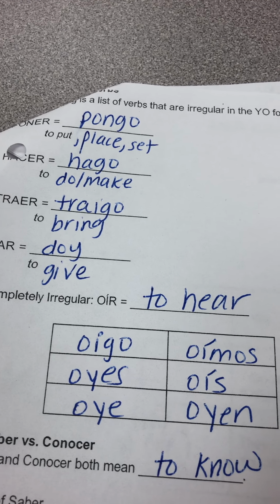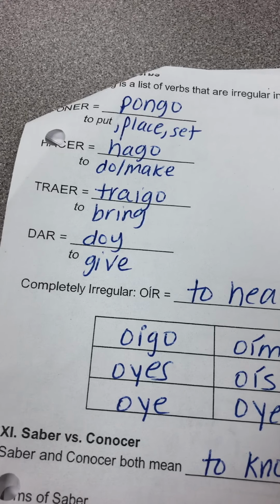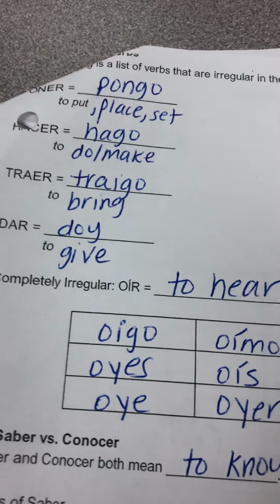Part 5 of the LP guided notes. This is the last video for these notes. Okay, so the last page is irregular verbs.